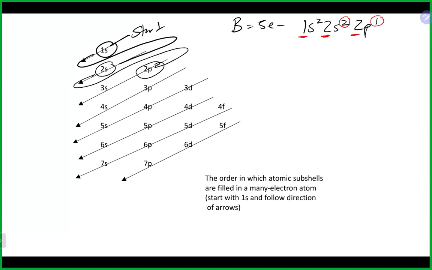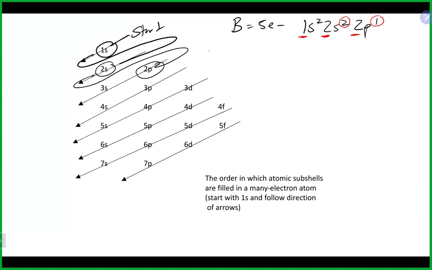On the second floor, we have options of 2 rooms. We can have an S room to put electrons in and a P room to put the electrons in. And in this case, we got 2 hanging out there in the S room, and we got 1 hanging out over there in the P room at this point.